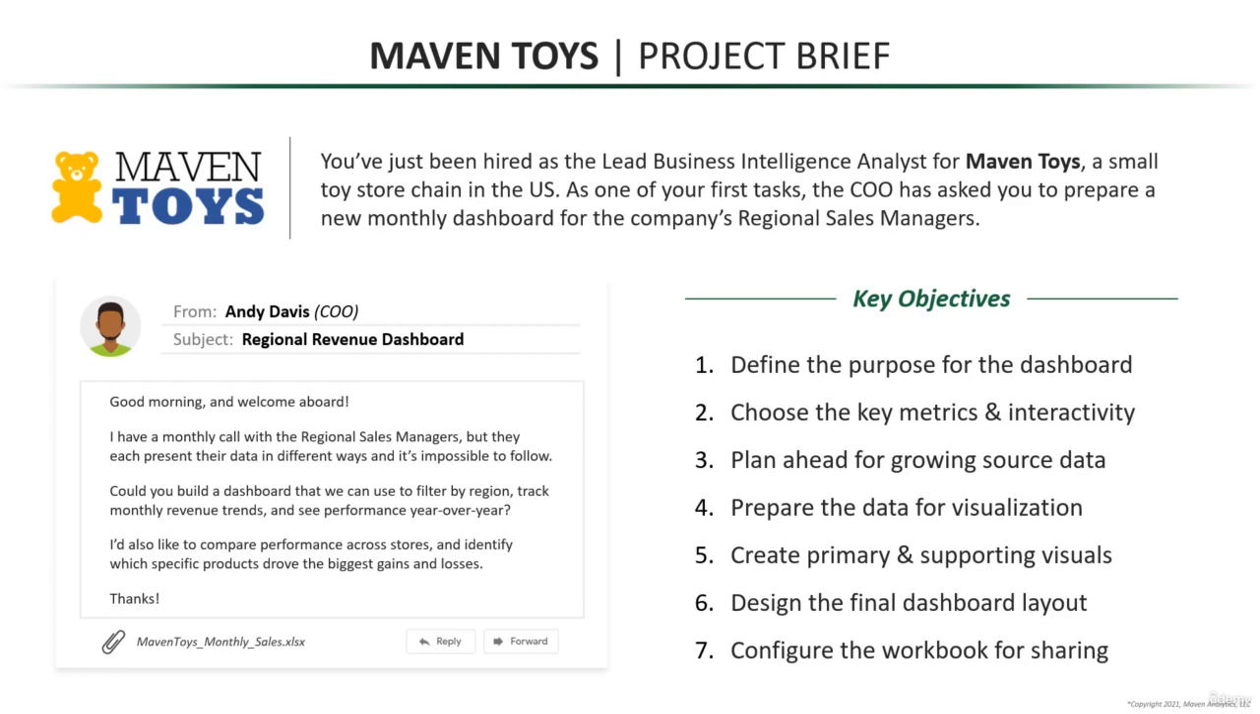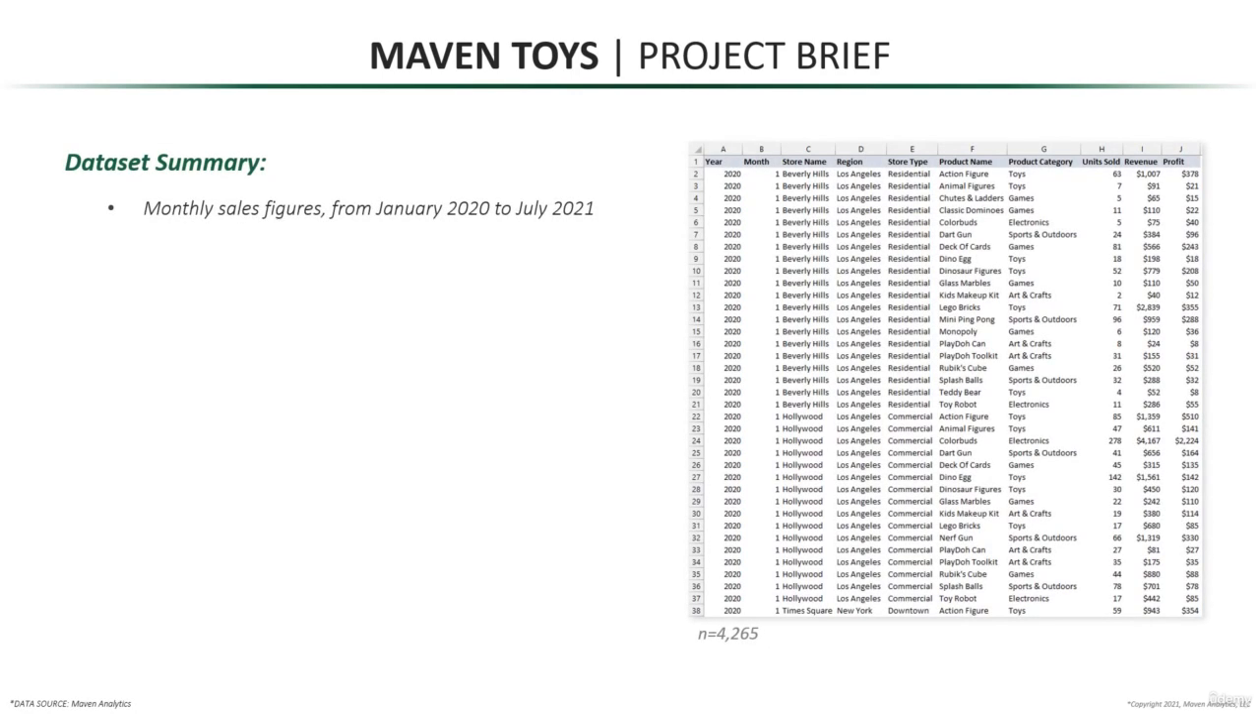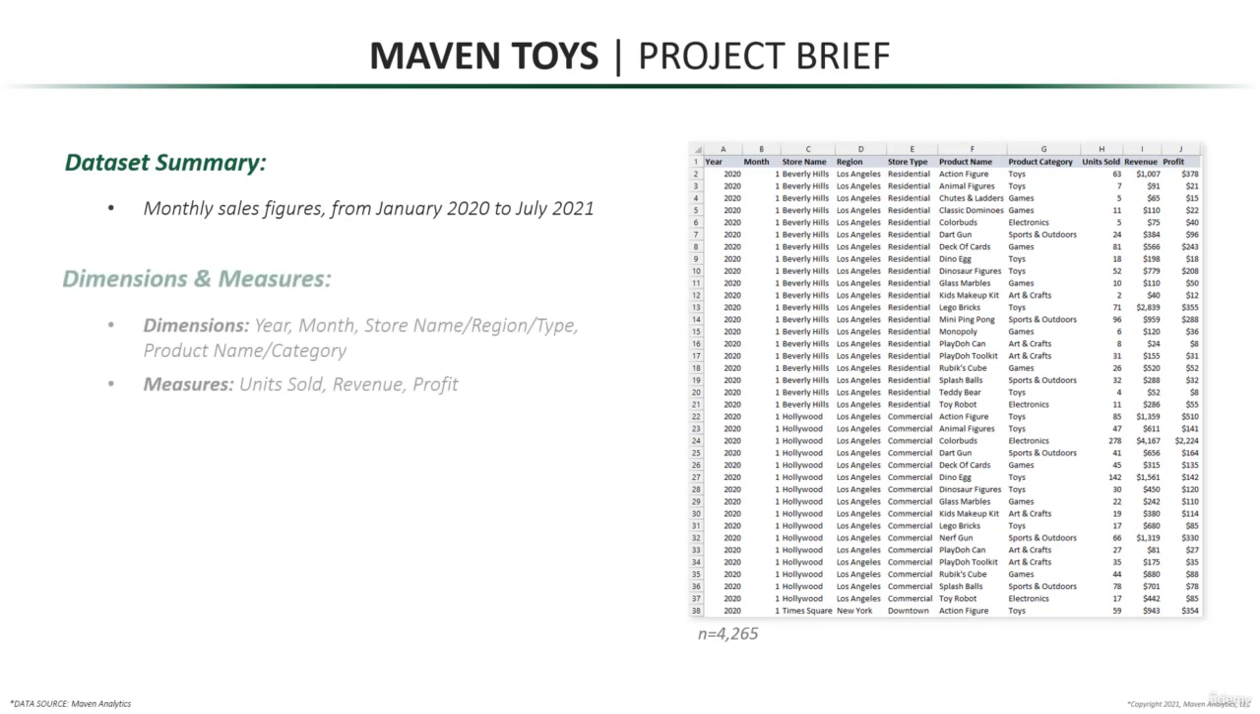Now before we jump into Excel, let's take a quick look at the data that Andy sent us. We've got monthly sales figures from January 2020 to July 2021 with a total of 4,265 records. We're looking at a total of 7 dimensions, so year, month, store name, region and type, and product name and category, and 3 measures, so units sold, revenue, and profit.